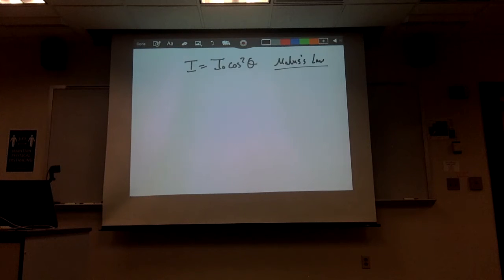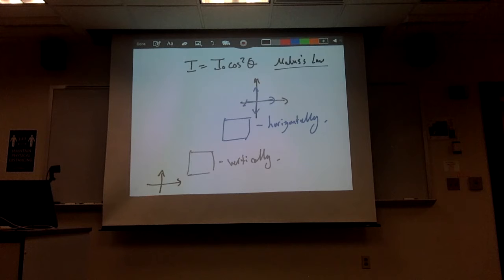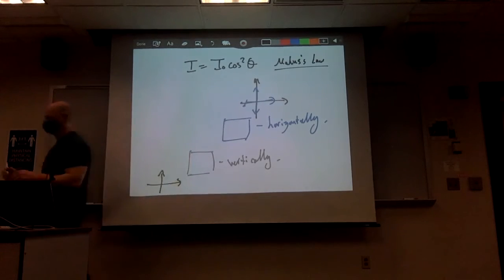So what would happen in this case? Let's say initially I have unpolarized light. So let's say again, here's my unpolarized light coming through. I'm going to run that through a polarizer, which initially is horizontally polarized. And then I'm going to run it through another polarizer, which is vertically polarized. What happens? How much intensity do I have at the end? Zero. Exactly. Good.